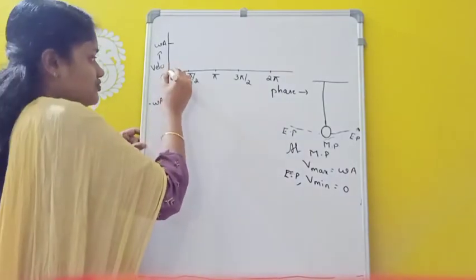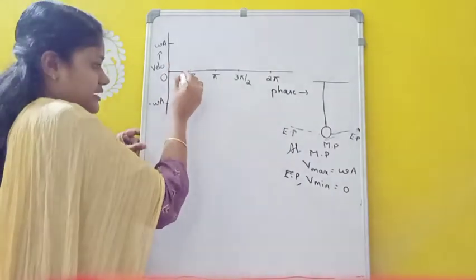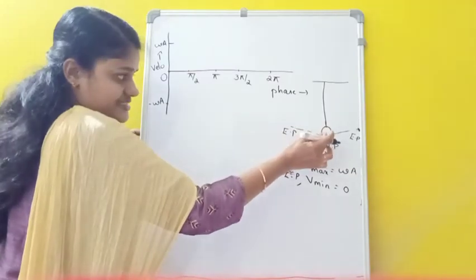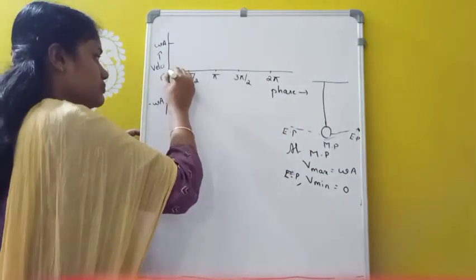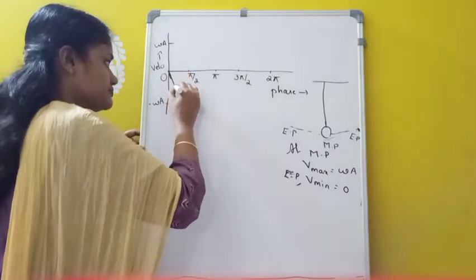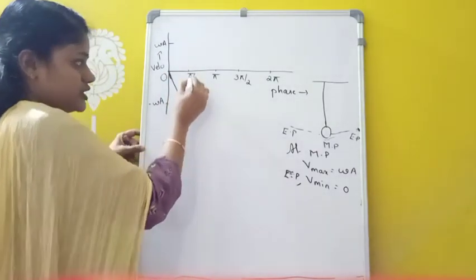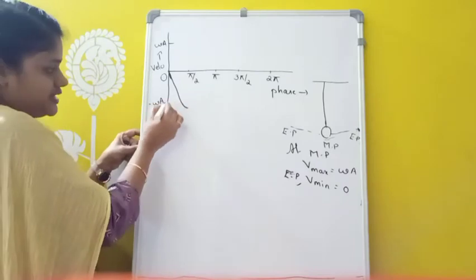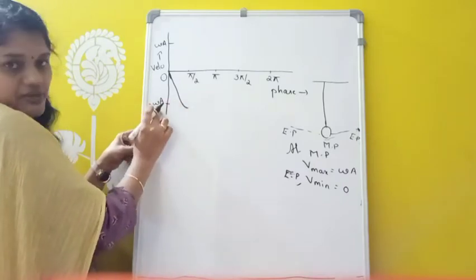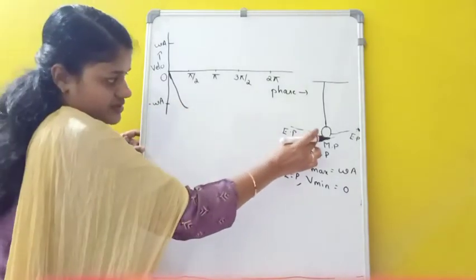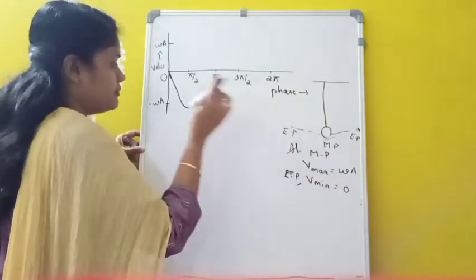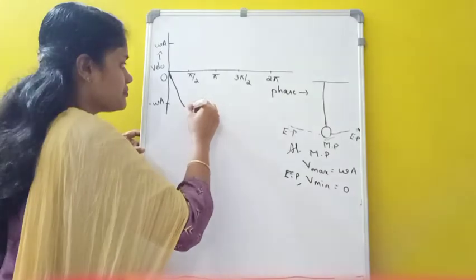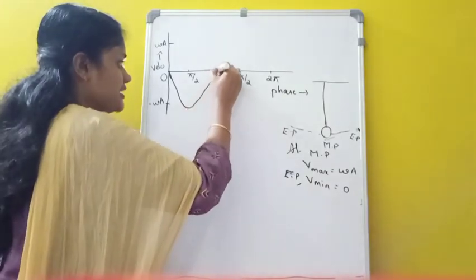So this graph is starting from here, then at pi by 2 it reaches here, that is the maximum value in the negative direction. So I am drawing the graph like this. At pi by 2 this velocity is maximum. What is the maximum value? Minus omega A. Now again when this body reaches here, what about the velocity? Minimum, 0. So at pi it becomes again 0.